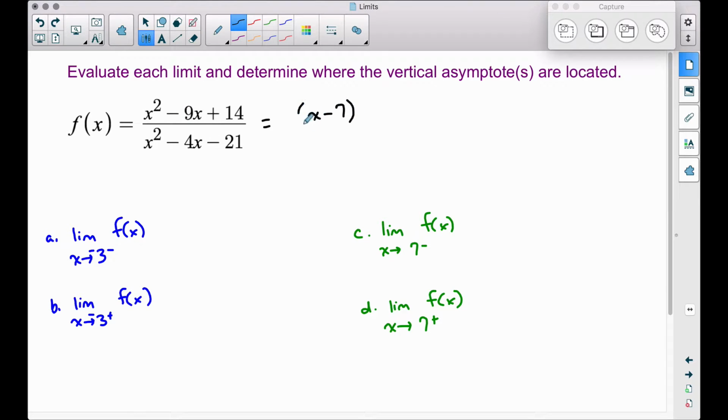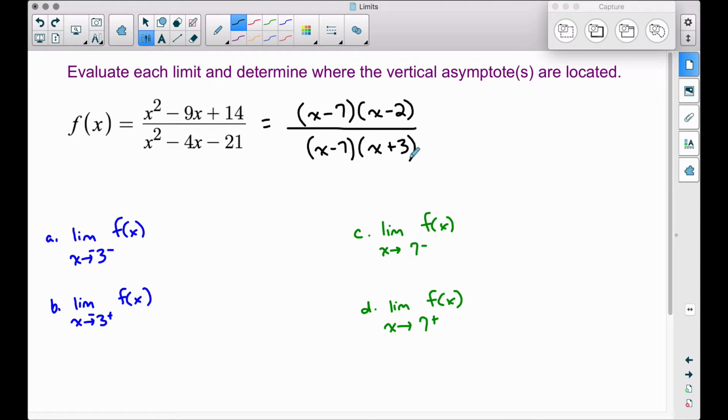So x minus 7 and x minus 2 are our two factors of the numerator. The denominator: if we take negative 7 times a positive 3, we get negative 21, and negative 7 plus 3 gives us negative 4. So x minus 7, x plus 3.